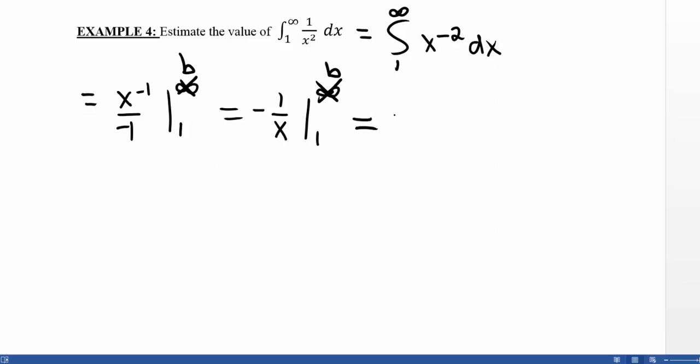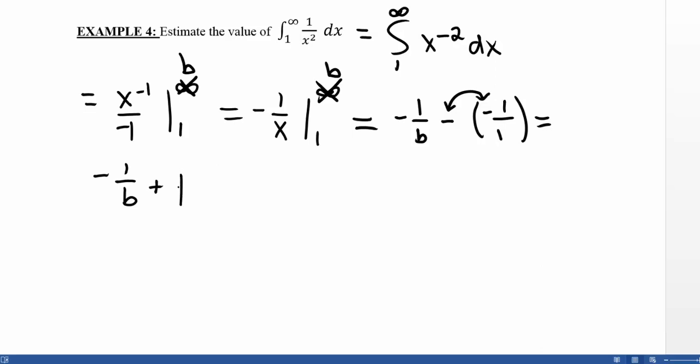So when we plug in our upper bound, we have negative 1 over b minus negative 1 over 1. So again, we have a negative and a minus, so those will cancel. So we have negative 1 over b plus 1. So this is a function in itself, and this is okay. But we need to let b get really big and see what happens. So once we have our function that has our b stand-in placeholder, we're going to see what happens as b goes to infinity.